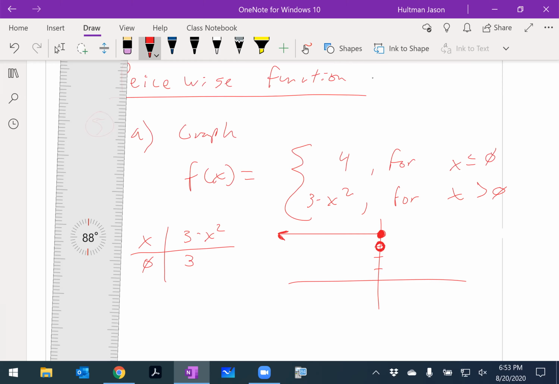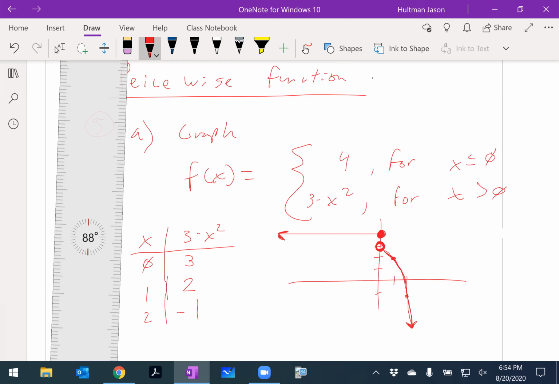What about 1? Well, 3 minus 1 squared is 2, so that goes down to 2. What about 2? This is going to go down to negative 1. So at 2, we're now down at negative 1. And this is kind of half of a parabola. That just keeps going forever down.